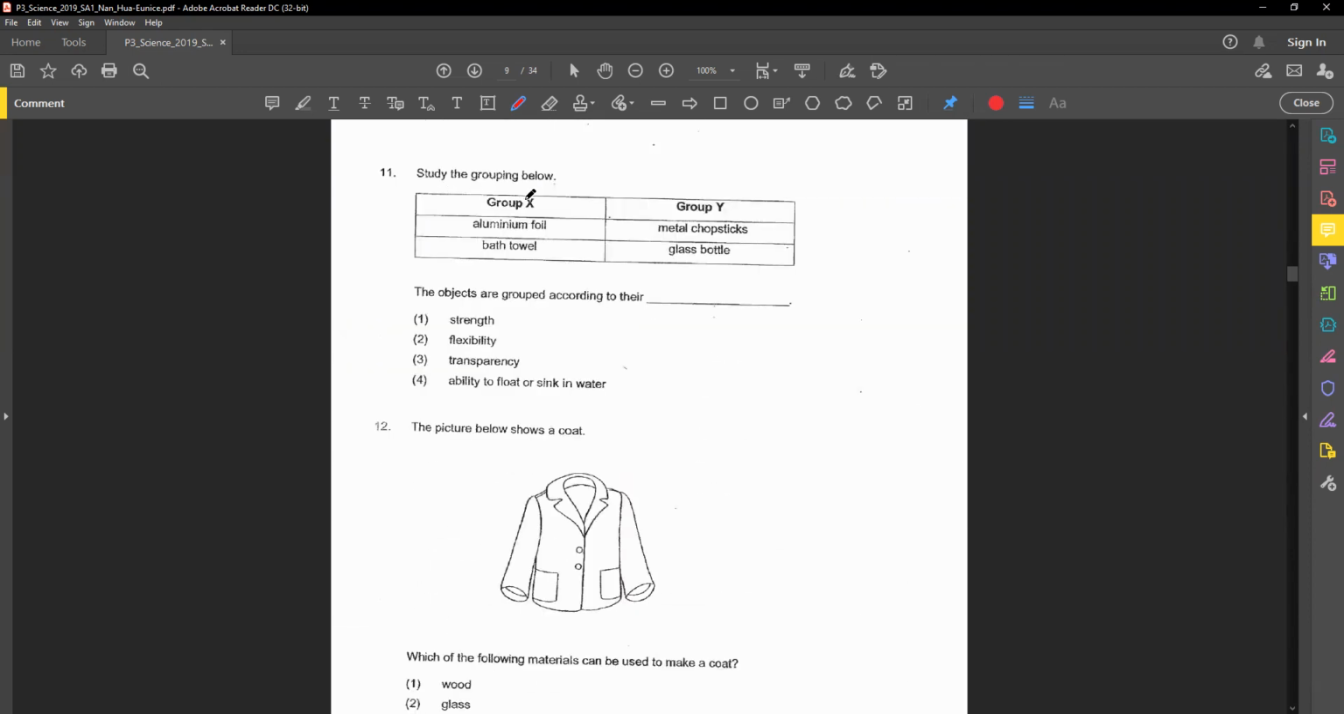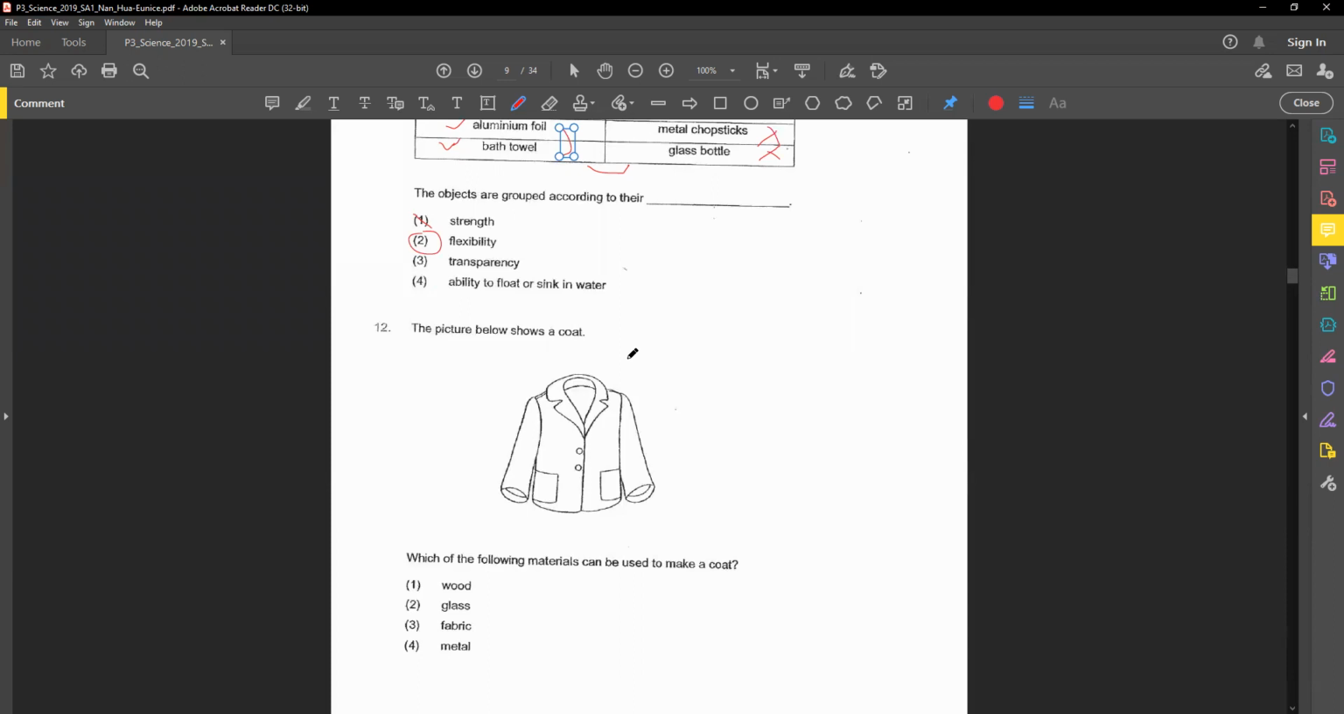Question 11 shows you 2 groups of items, and you have to find a property that is common within the group, but different between group X and Y. Let us use the elimination method to go through the options. Strength is the ability to withstand heavy weights without breaking, and this is true for the bath towel, metal chopsticks, and glass bottle. So option 1 is wrong, because the bath towel and aluminum foil must both share the same property in the same group. Moving on to option 2, flexibility is the ability to bend without breaking. Now this is true for the aluminum foil and bath towel, which is in group X, and not true for the metal chopsticks and glass bottle, which is in the same group Y. So the correct answer is 2.